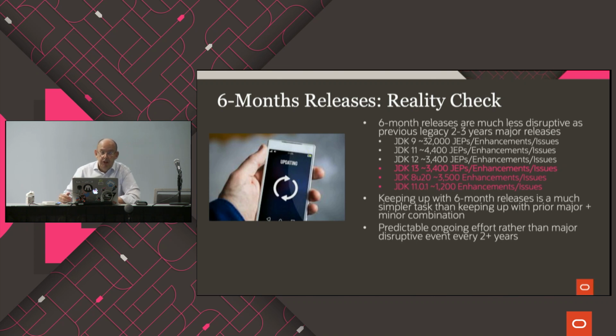Also, we are getting into a place where it is much more predictable: every 6 months something is coming. We can start to move the ecosystem into a place where they know this stuff is coming, they know the date, it's predictable, and they know the work that needs to be done within each enterprise to be able to uptake those releases.